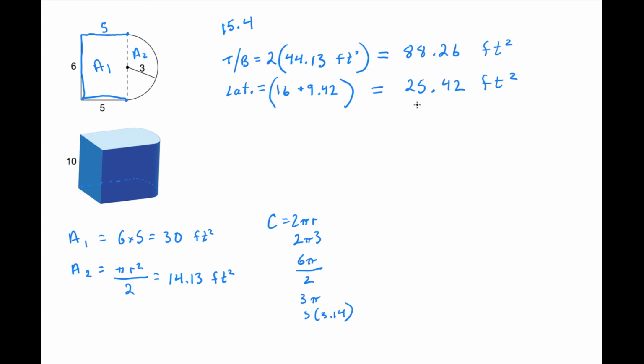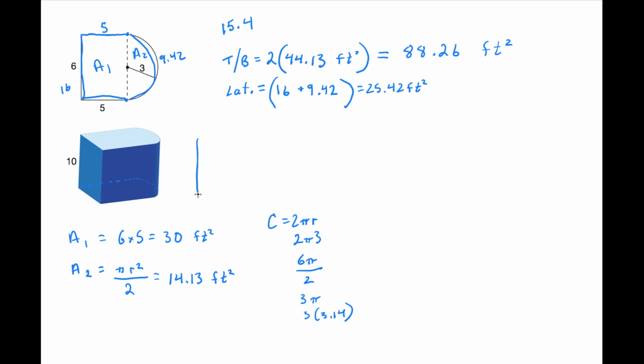So now we add those two together. Do we add those? No, we don't. Sorry. It does equal 25.42 feet squared. But now we have to multiply it by 10 because that's the height. That's just our perimeter around the top. I forgot about that. Okay. So this was 16 and this was 9.42. We added them together. We got 25.42. But now we have to account for the height, which is going to be our label size.